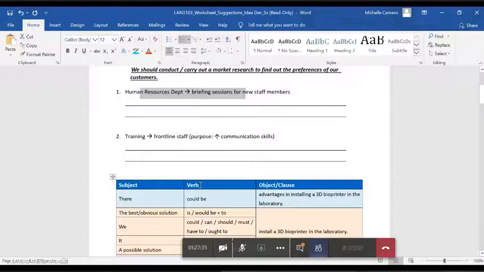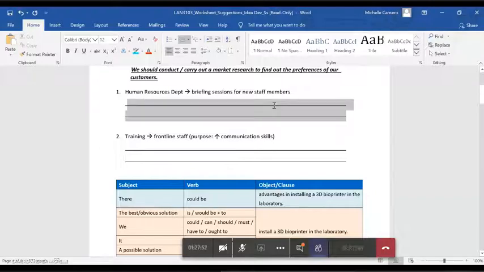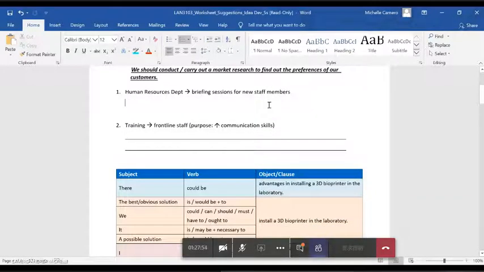So how could we write this in a sentence? Have a think. How would you write this in a sentence? For this one, they started off with, it is suggested that. So how would you finish this if you were going to do this?